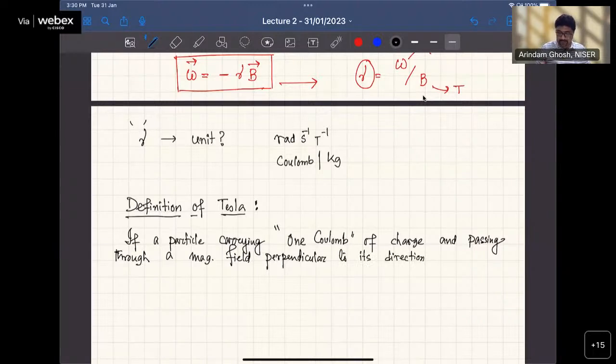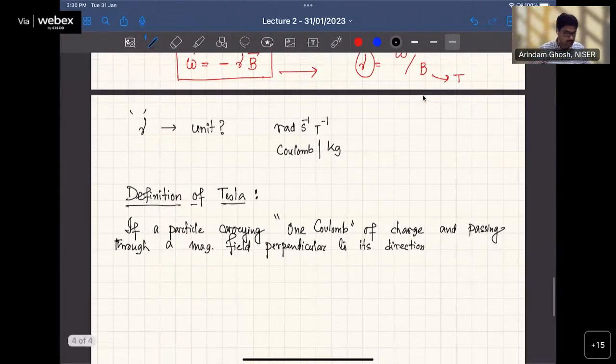So I have a particle with 1 coulomb of charge passing through a magnetic field. If the velocity is left to right, then the magnetic field is up and down, perpendicular to the direction of motion. Then it will experience a Lorentz force. I told this in the first class, in that particular experiment: if you have a magnetic field, the particle experiences a force, and that's called a Lorentz force.